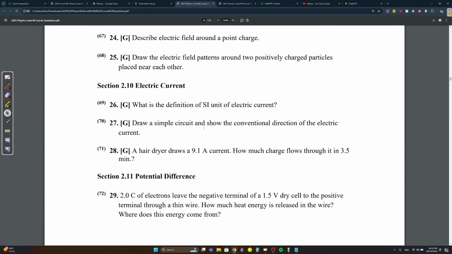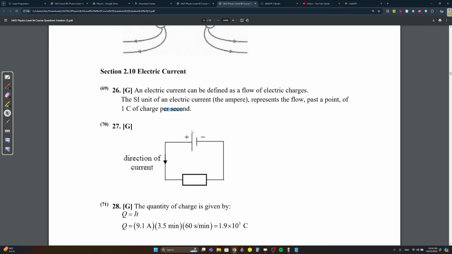Draw a simple circuit and show the conventional direction of the electric current. Okay, this is any simple circuit, battery, and I don't know, put a resistor or lamp or anything. You put plus and you put minus. It's very important you put plus and minus. Okay, and then they ask you where's the direction of current. You just look at the arrow that's flowing from positive to negative.